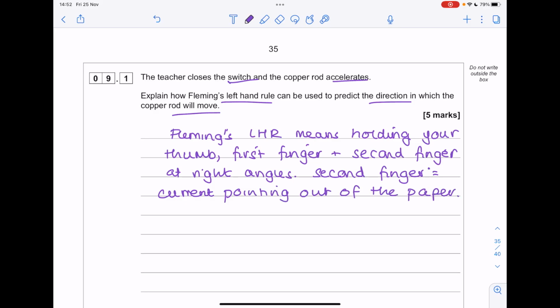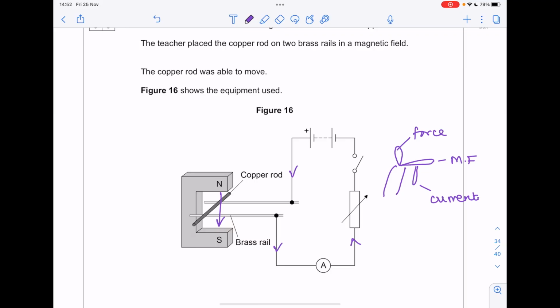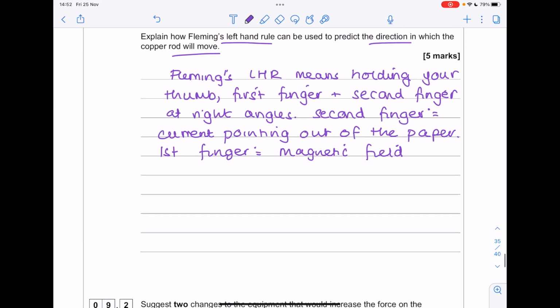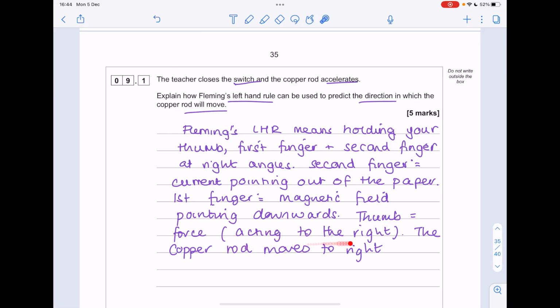Your first finger is the magnetic field direction. Have a look, it's going to be going north to south, which means that finger will be pointing downwards. And then lastly, your thumb. Remember, it was pointing to the right, meaning that the copper rod also moves to the right.